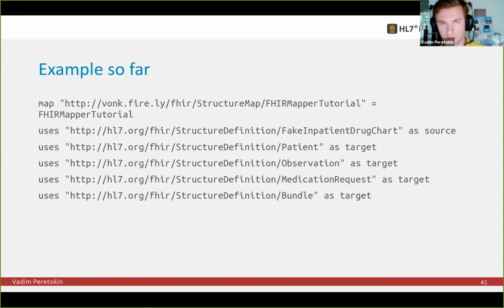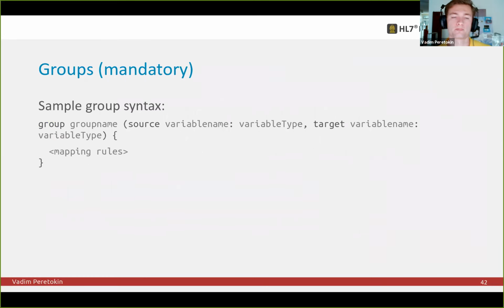So what we've learned so far, we can piece together in one example. We can declare our map using the map keyword, and then we can specify which structures we're going to be making use of. Next come the groups, which, as you remember, are the most important thing here. The way the groups work is using the group keyword. Group, afterwards comes the group name, and then you specify which variables this group is making use of.